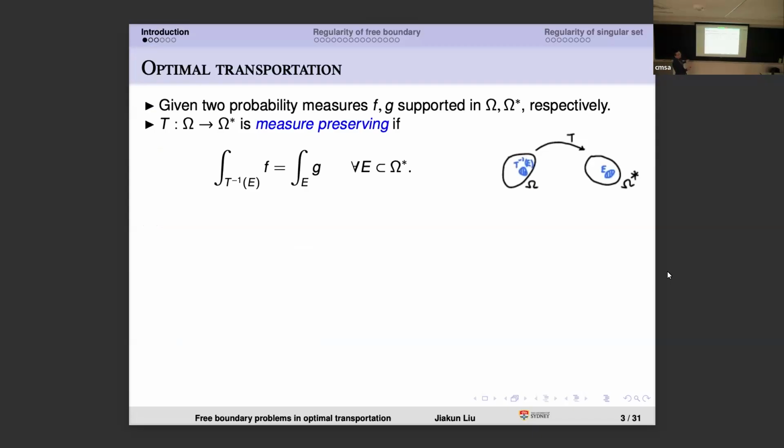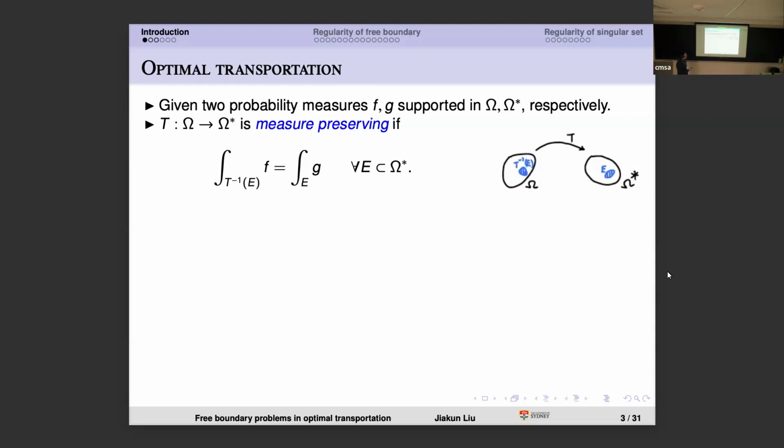It can be described in the following way. Imagine we have an initial domain omega, and we have a target omega star. And over omega and omega star, we have the probability measures f and g. So that means the total mass is balanced, equal to 1. And we're trying to move everything from omega to omega star by a transport. Transport means a mapping T from omega to omega star. And this mapping T has to be measure preserving. Measure preserving means it not only preserves the total mass, it also preserves the local mass as well.